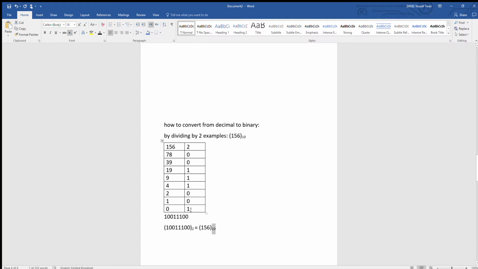That's the idea. The idea of how to convert from decimal to binary is dividing by 2, and I put the remainders on the right side here, and I write them from bottom to the top, from the 1 to the 0. This will be the binary number. It's equal to 156.